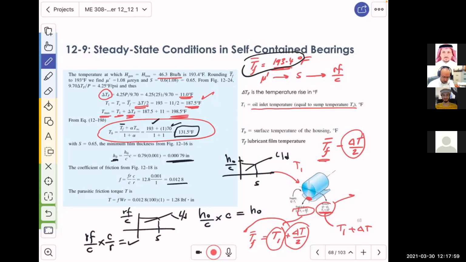That is the friction. What is the parasitic friction, which is the friction torque, basically? It is T, which is FWR, and this is equal to this much, 1.28.